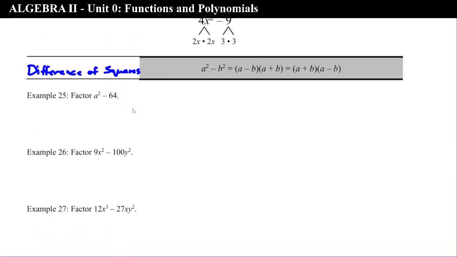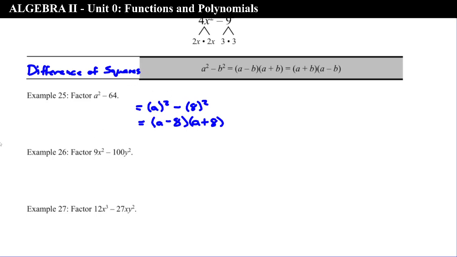Let's factor a squared minus 64. Well, a squared is a square. 64 is a square because it's the square of 8. So we can say that this is a squared, and this is 8 squared. So therefore, we can write the answer as a minus 8 times a plus 8. If you want to write it the other way around, you can. You can say a plus 8 times a minus 8. And that's it. That's your answer. So the first step is just recognizing that you have a square as your first term and a square as your second.